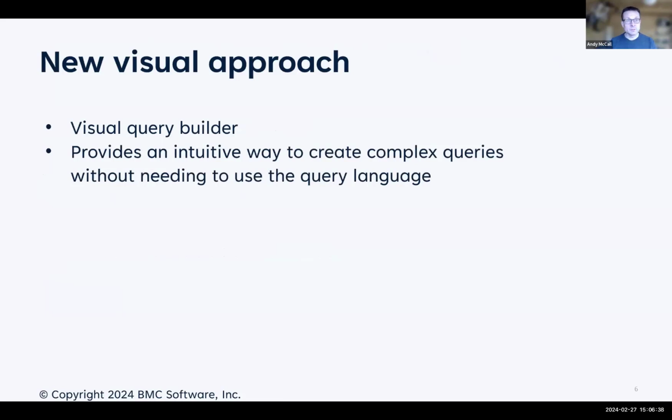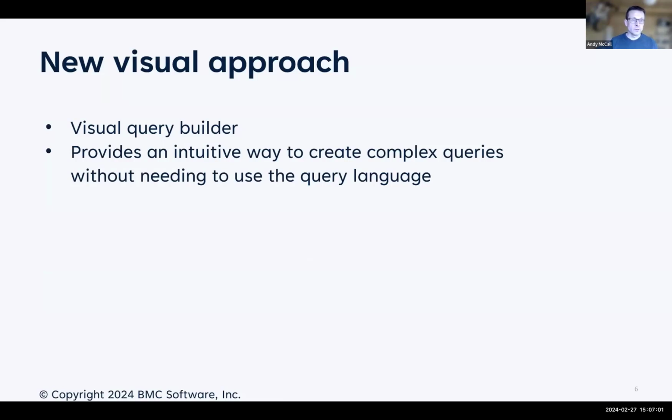Now, the data in Discovery is a graph. So you'll be unsurprised to see that the query that we construct and the visual representation of that query is graph in nature. And it provides what we think is a pretty intuitive way to create quite complex queries into the data and control what data you see and also how it's reported and so on.